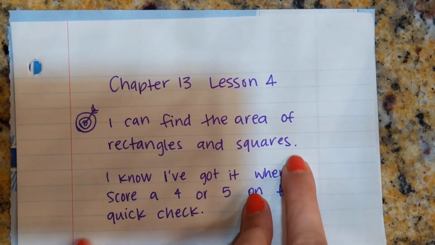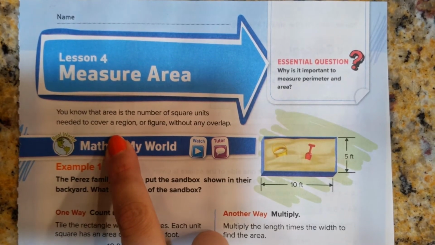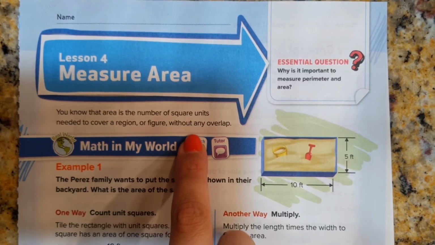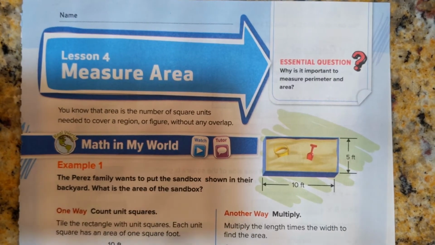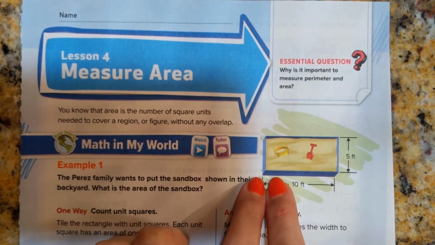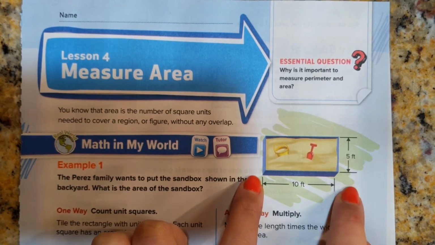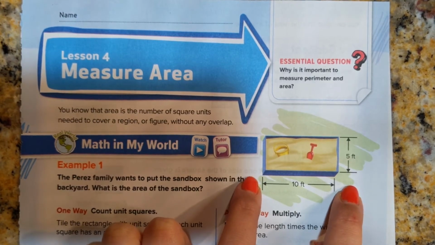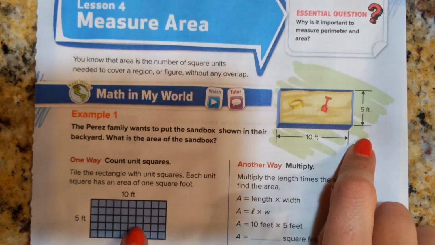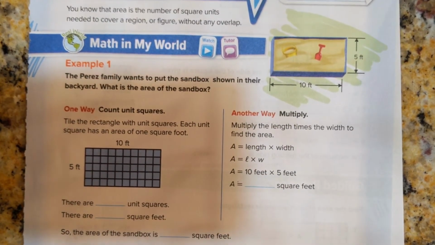So let's think really quick. There are a couple different ways that you can find the area of something, right? And we know that area is the number of square units that are needed to cover a region or figure without overlap. So if I had something and I could take a whole bunch of little tiny squares and cover up this sandbox, if I had each square 1 foot by 1 foot, I could do that. But man, that would be a pain. Let's not. We know that there's a much better way to do that. So, here, let's do it the better way, the easier way. We are going to multiply.